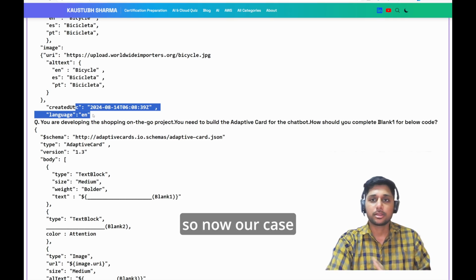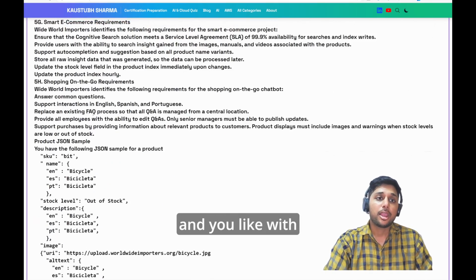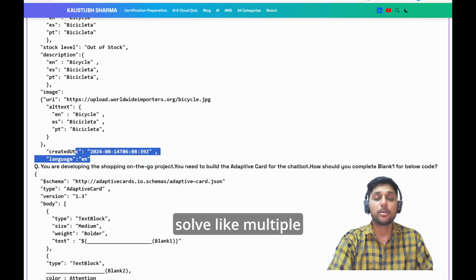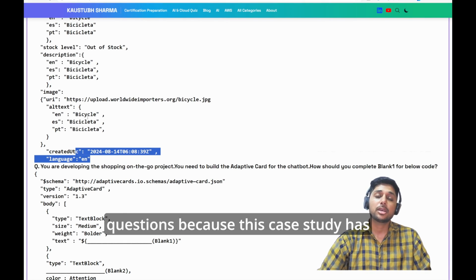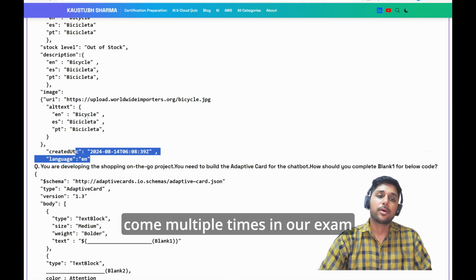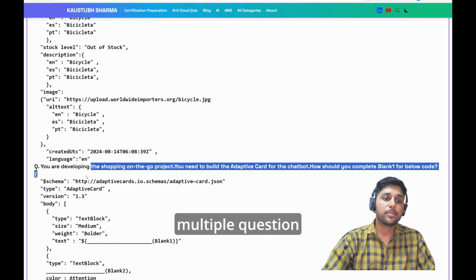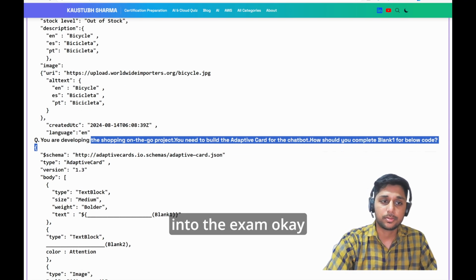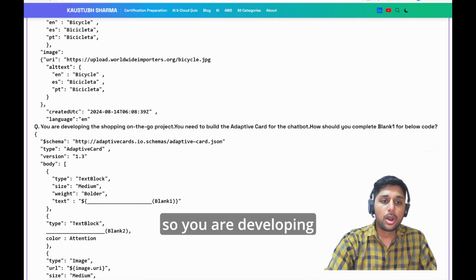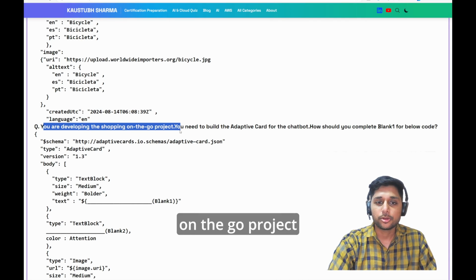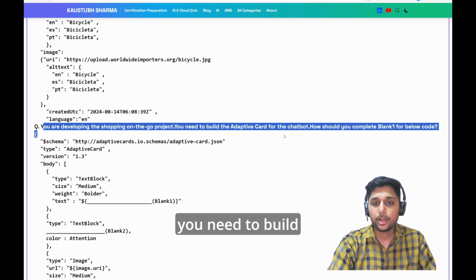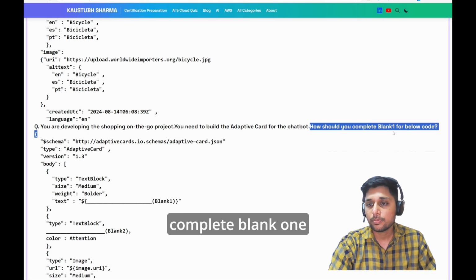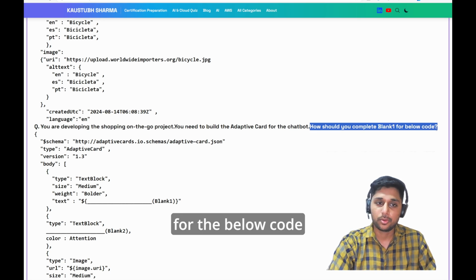So now our case study is completed, and with this single case study we are going to solve multiple questions, because this case study has come multiple times in our exam, and we are going to do multiple questions based on it, and these have actually come into the exam. Okay, so you are developing the shopping on the go project. You need to build the adaptive card for the chatbot. How should you complete blank one for the below code?